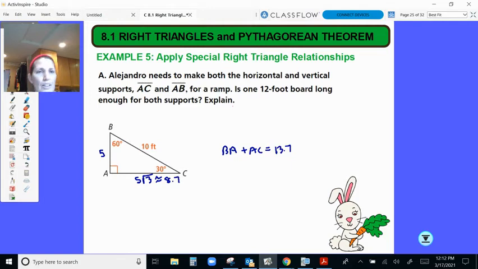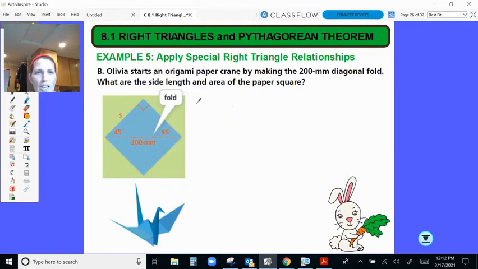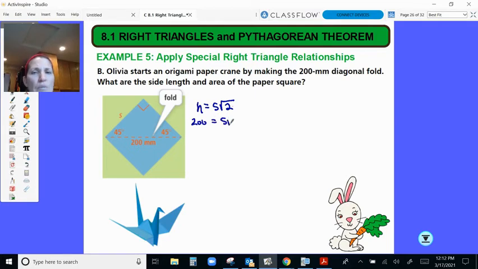Okay? How about this one? Olivia starts an origami paper crane by making a 200 millimeter diagonal fold. What are the side length and area of the paper square? So if 200 millimeters is my diagonal, my hypotenuse equals my side times the square root of 2. This is a 45, 45, 90. Okay, so my 200 is my hypotenuse equals my side length times square root of 2.